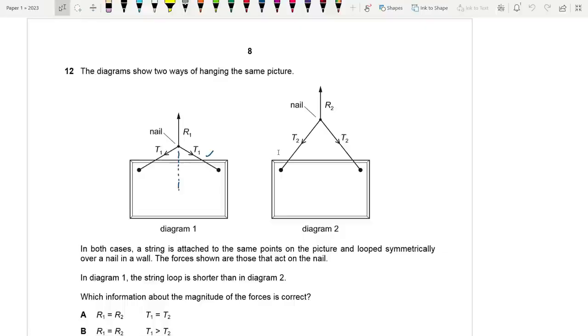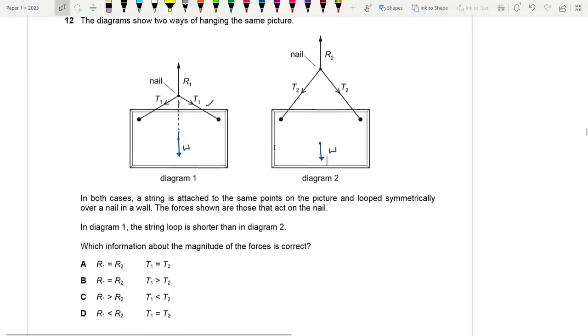Let me read this question again. Yeah, it is correct. Due to the weight of the picture, the nail over there is balancing the reaction. The force R1 is balancing the weight of the picture. Since the weight isn't changing, R1 and R2 shouldn't change. That's why C and D are excluded. And we need to find out what actually happens to T1 and T2.